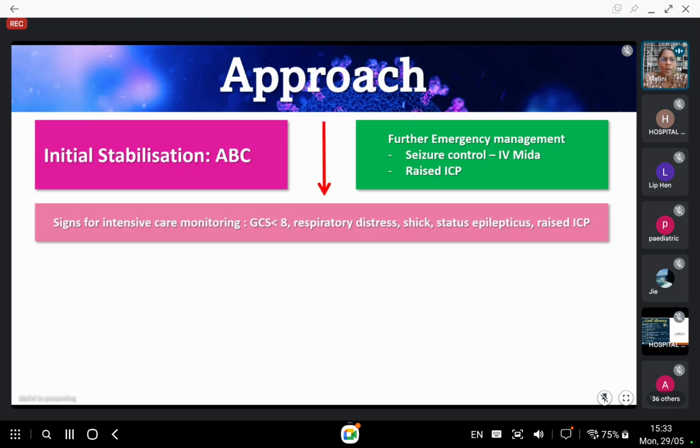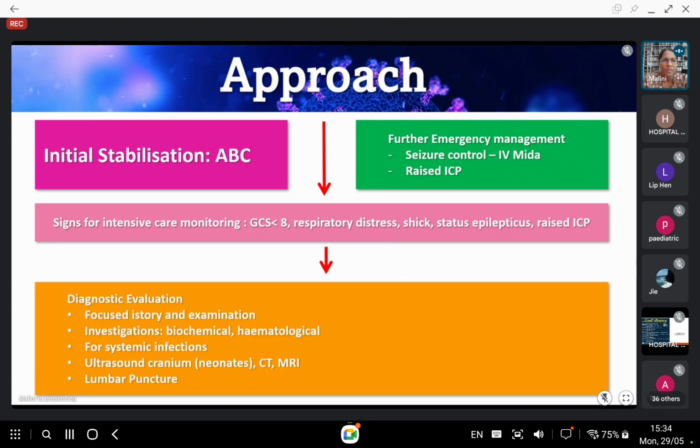Okay, so when would we feel this child needs intensive care monitoring? If the GCS is less than 3, or there is any respiratory distress, status, or raised ICP. For further evaluation, we need to take a focused history and examination, do our biochemical investigations, and look for systemic infections. In neonates, we can perform a cranial ultrasound, and in older children, CT or MRI, and then perform a lumbar puncture if there is no contraindication.